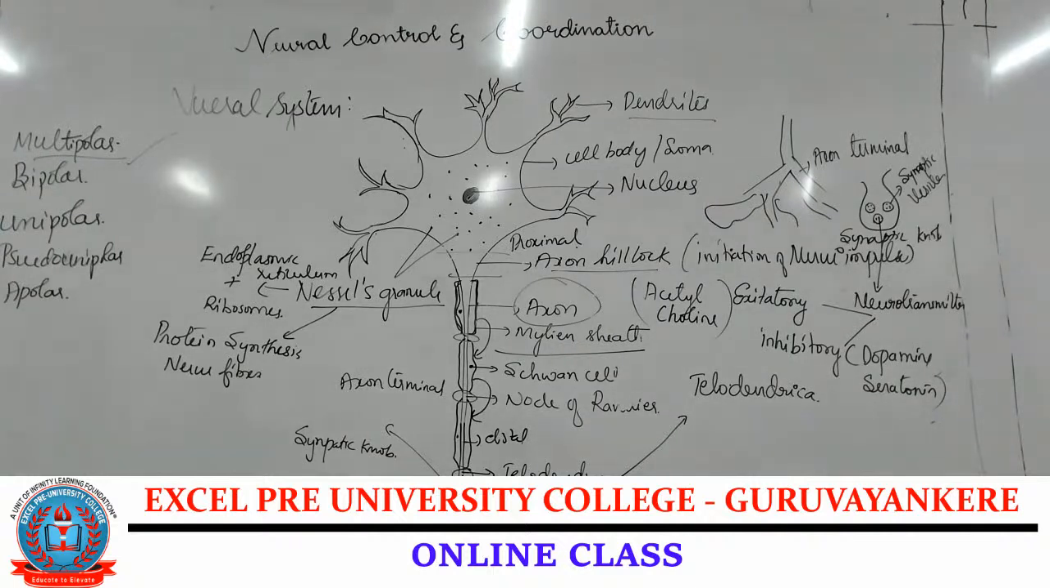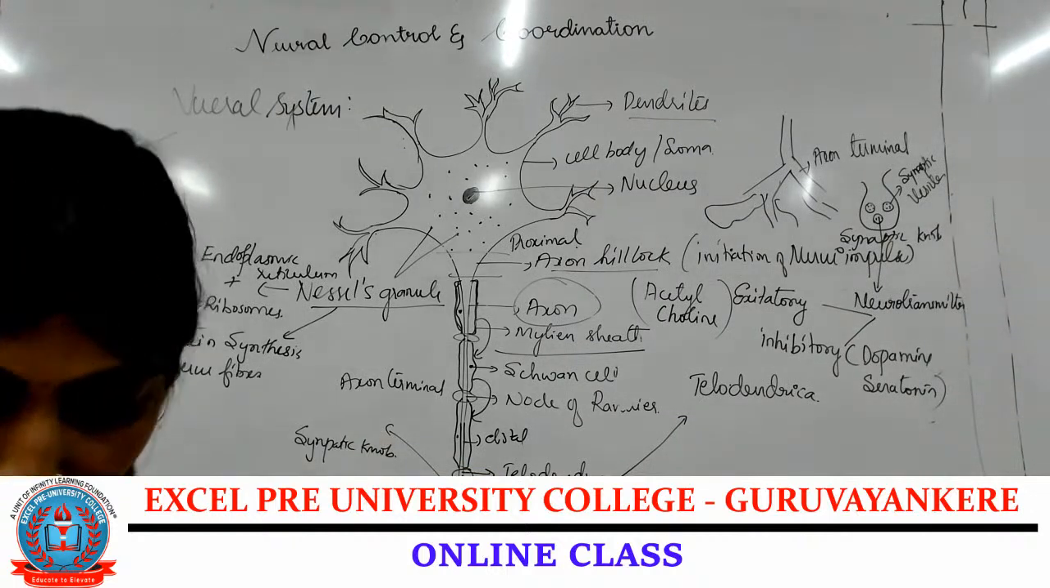Multipolar neurons, they are present in the spinal and cranial nerves. Okay. They are mainly present in the spinal and cranial nerves.